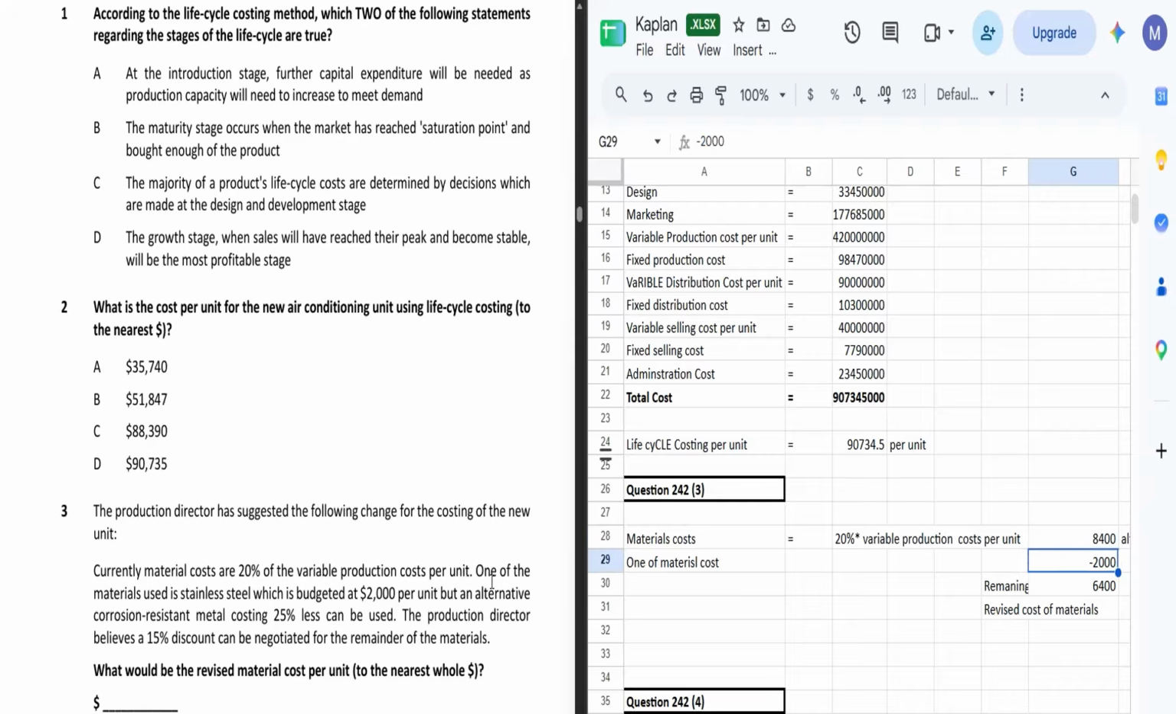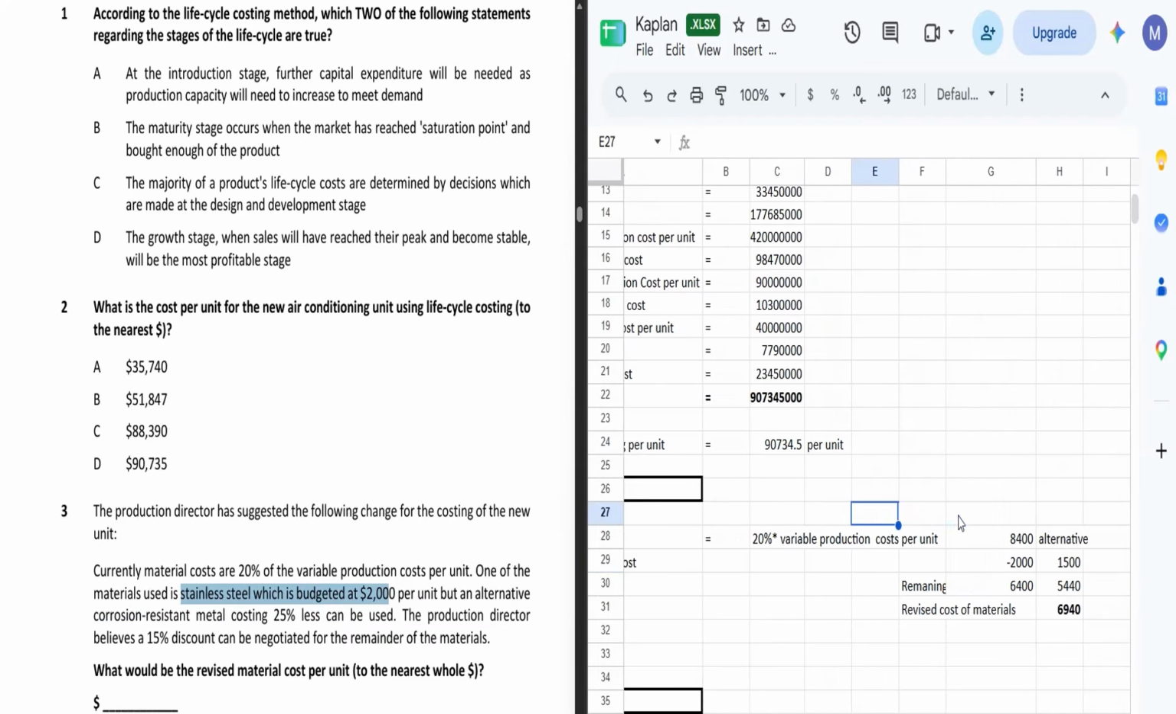So I will just deduct the first 2,000, because we are replacing this material, so the 2,000 cost will be lower. Okay, and the substitute material that we are going to use will cost 25% less. Currently we are costing 2,000 for that material, and if we use the alternative material, it will cost 25% less. So 25% less means 1,500. So 2,000 into 100 minus 25%. So now the alternative will cost 1,500.